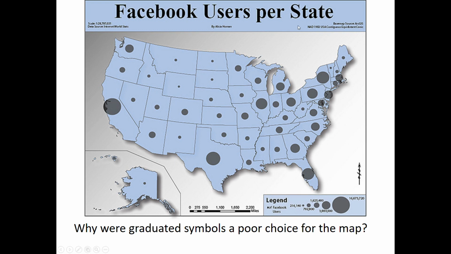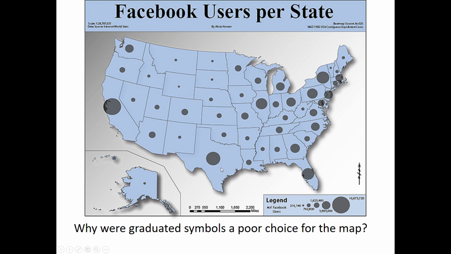The theme here is Facebook users per state, and they chose to display this data with graduated symbols. In other words, kind of like a cartogram, it changes the size of a feature in order to demonstrate how much they have of something. So they have larger dots here for more Facebook users. This is a poor symbol choice for a map, or a poor method of displaying data.